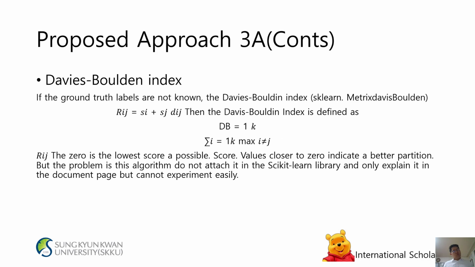Proposed approach 3A continues: Davies-Bouldin index. If the ground truth labels are not known, the Davies-Bouldin index can be computed with the scikit-learn metrics Davies-Bouldin.